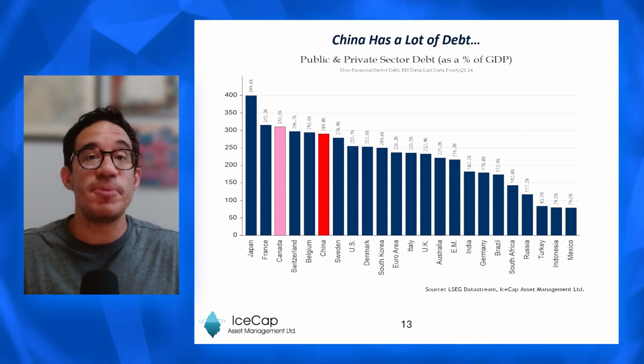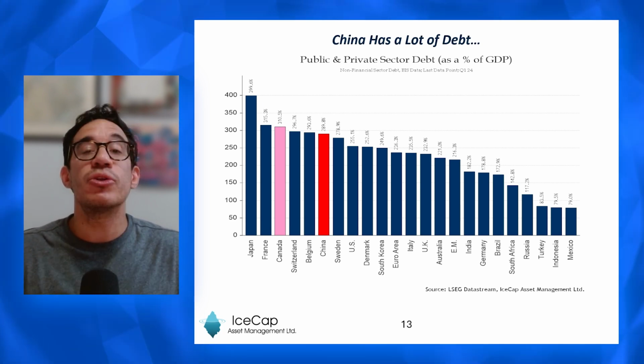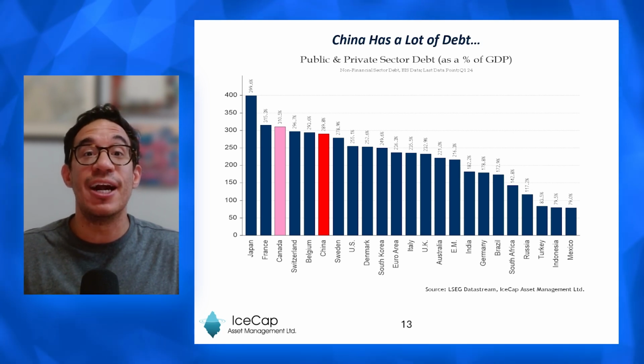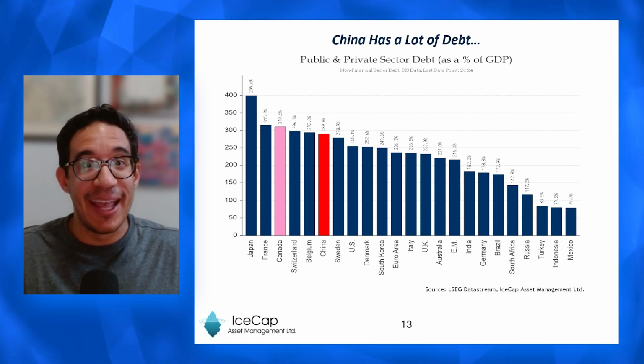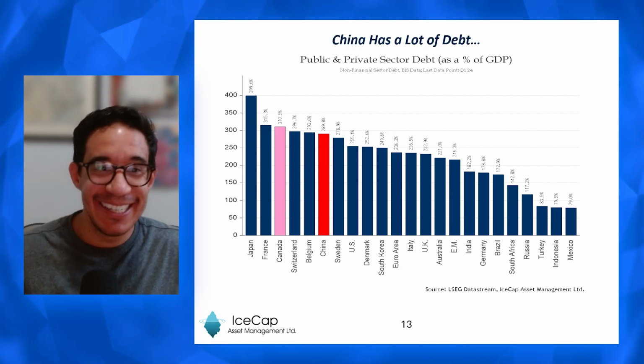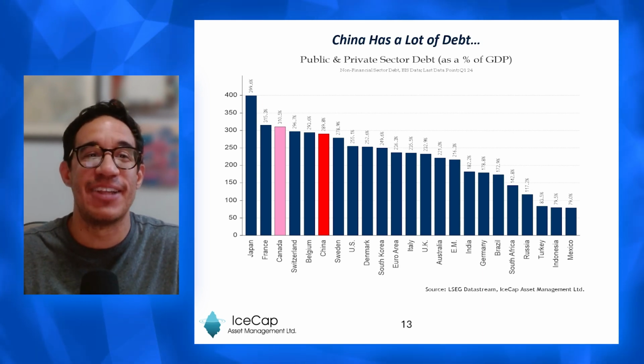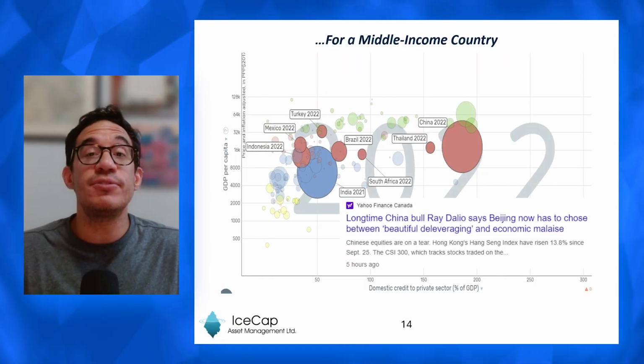This chart is debt to GDP ratios for selected countries. Total non-financial sector debt is nearly 300%. That's very high, by the way, and it's almost as high as Canada's. And you can see Canada on the left there, and China in red.